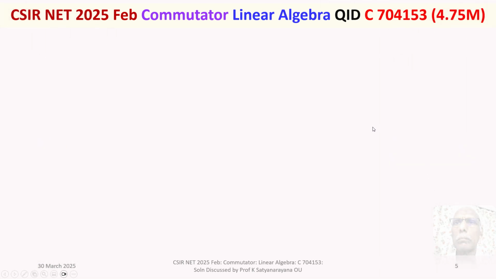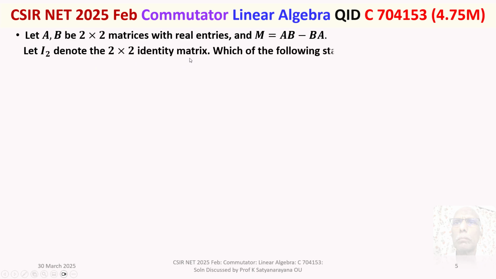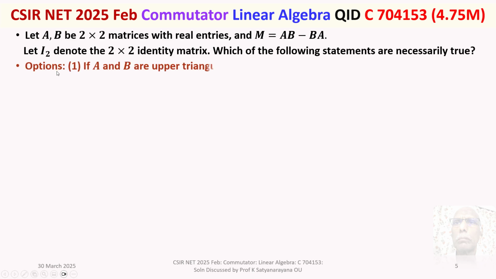Right, the given question is, let A, B be 2 by 2 matrices with real entries and M is equal to AB minus BA. Let I2 denote the 2 by 2 identity matrix. Which of the following statements are necessarily true? We are given four options.